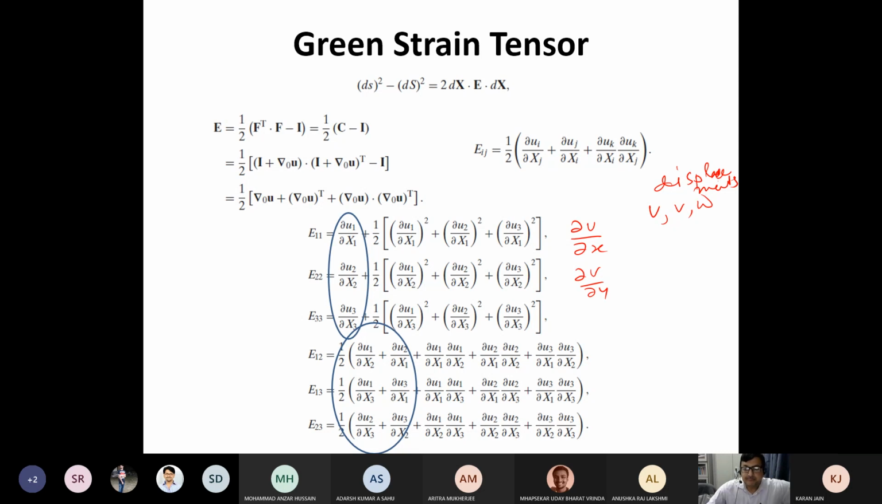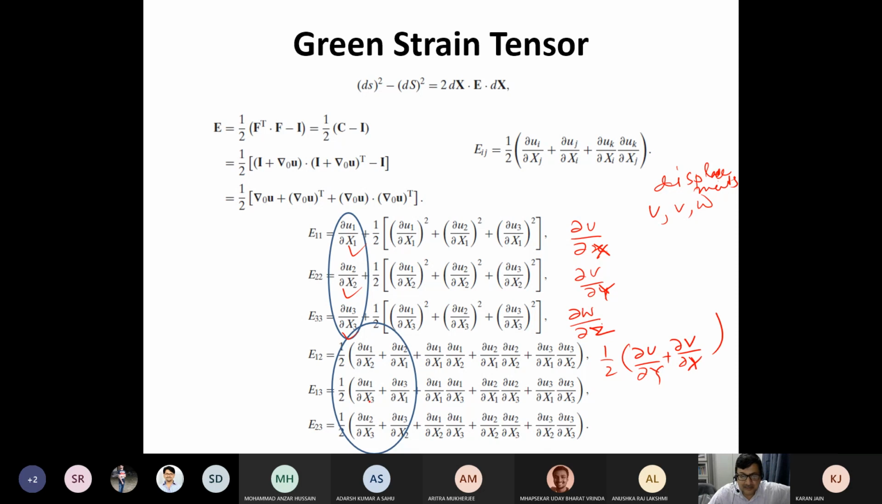But then you see that these three terms are essentially u1, meaning x directional displacement, divided by X1. This is y directional. Of course, this is all capital because I'm talking about the initial configuration or the reference configuration. This is del w by del z, right? Now what are these terms? These are nothing but half of del u by del y plus del v by del x. So you can see terms which are very similar to the cross terms.